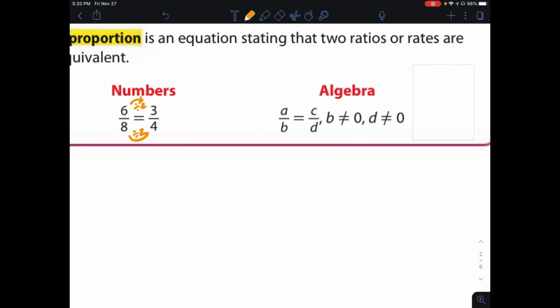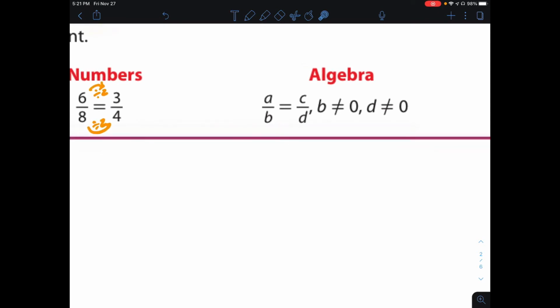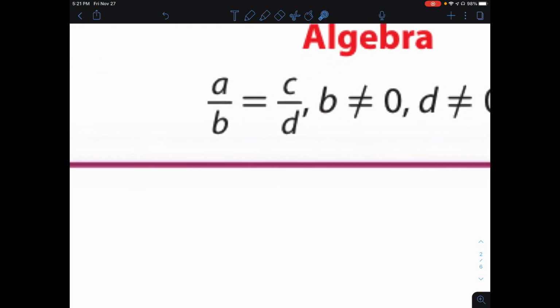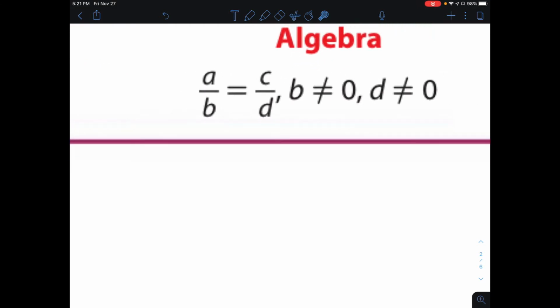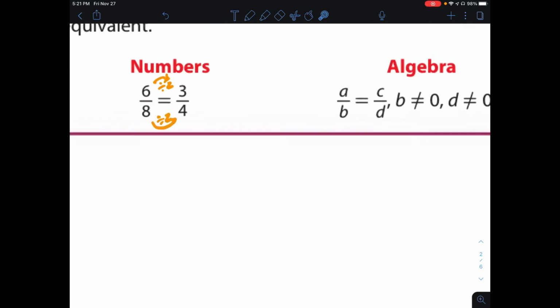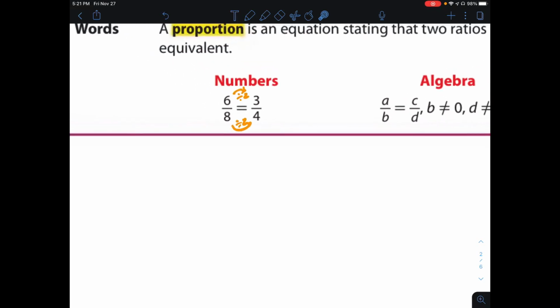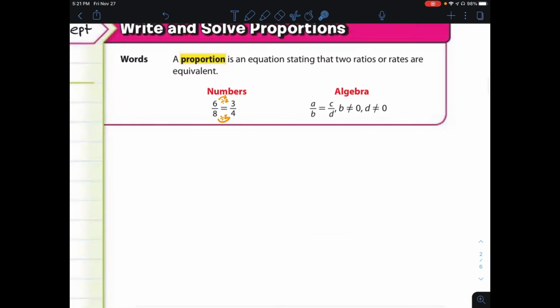In algebra, when you have A over B equals C over D, where B is not equal to 0 and D is not equal to 0, just giving you a restriction so that your denominator will not be equal to 0, and that will not make our number undefined. This is the main thing that we need to look at. So if A over B equals C over D, that means the two ratios are proportional. Same thing here. If 6 over 8 is equal to 3 over 4, that means they are proportional. Let's take a look at an example and see how this works.